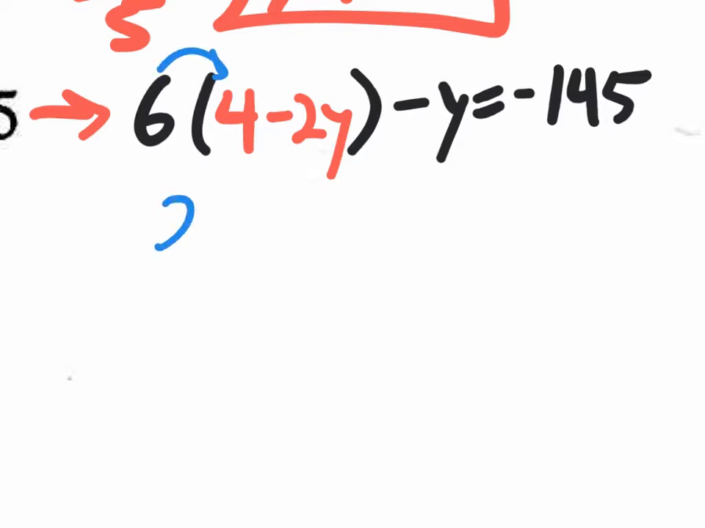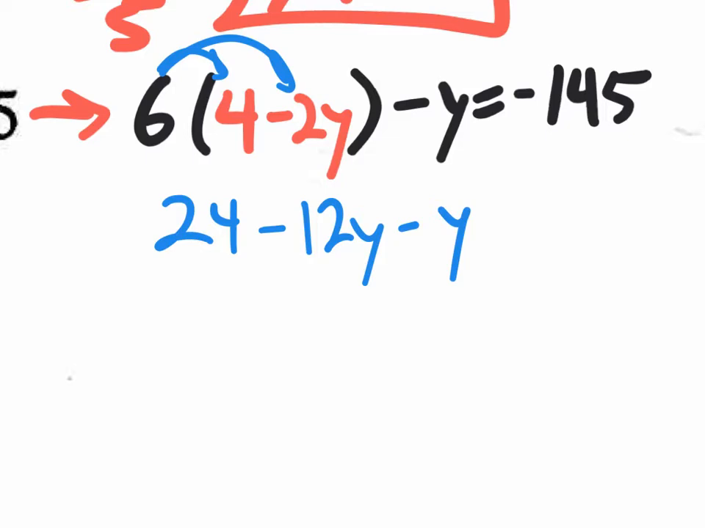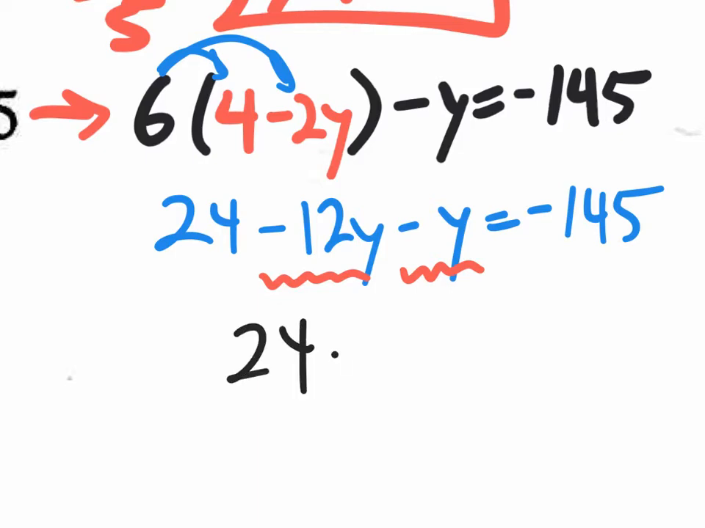6 times 4 is 24. 6 times negative 2y is negative 12y. Bring down the minus y, bring down the equal sign, bring down the minus 145. Now right here we have 3 terms. I'm going to combine the negative 12y and the negative y. If you owe $12 and you owe another $1, it's going to be owing 13. So my new equation is 24 minus 13 of those y's, and it should still equal the minus 145.